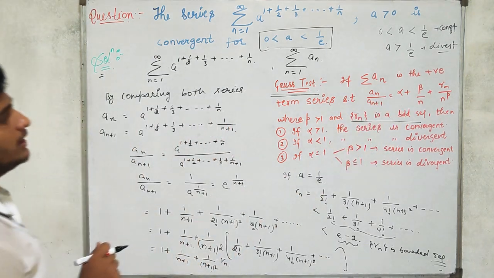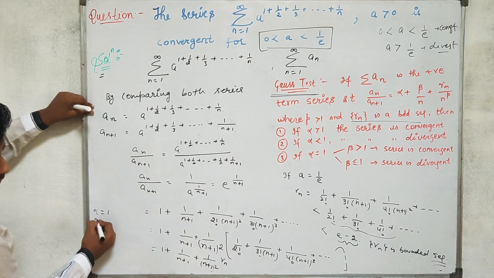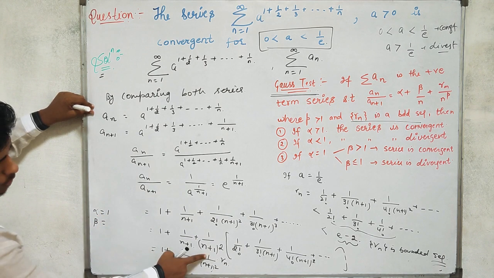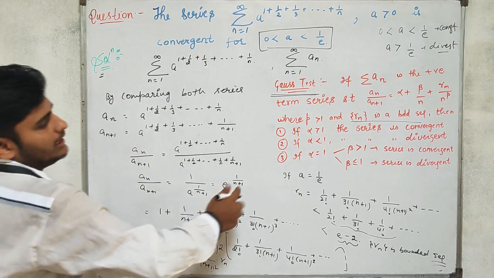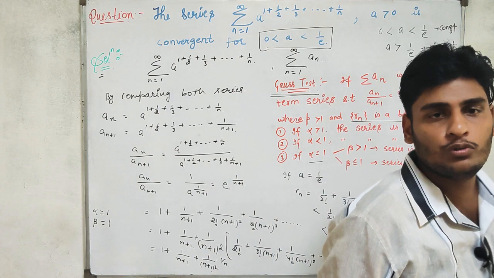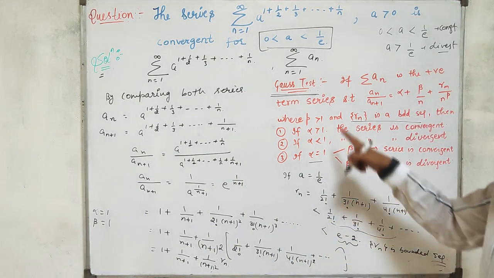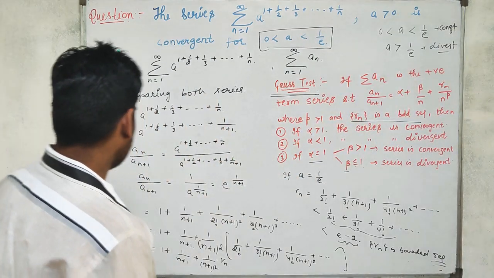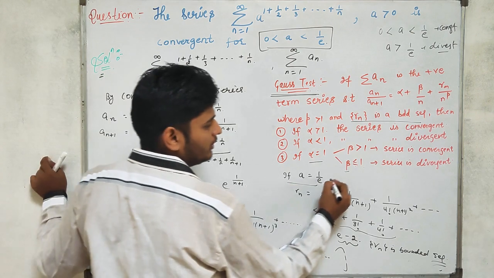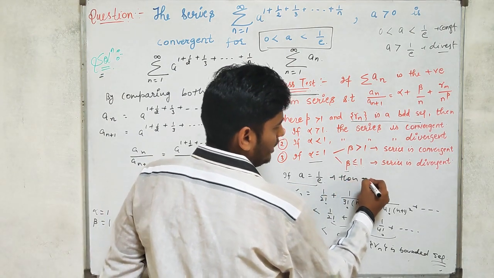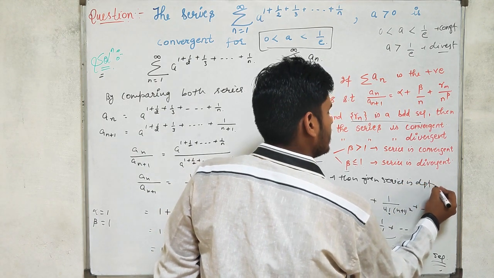We find out that the value of alpha is equal to 1, and what is the value of beta? It is also equal to 1. So we find out that by the third case, if alpha is equal to 1 and beta is equal to 1 and less than or equal to 1, then the given series is divergent. So if a is equal to 1, then the given series is divergent.